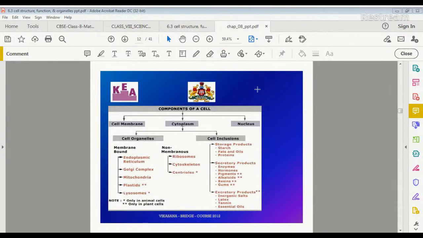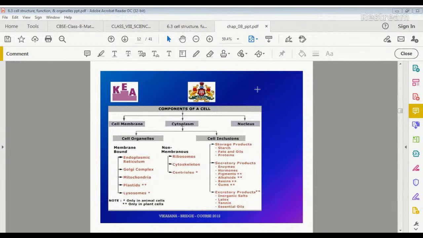Right? Now you will see that the cytoplasm is differentiated into two parts. The first one is cell organelles, and the second part is cell inclusions. The cell organelles also have two parts: the first one is membrane bound and the second is non-membranous.